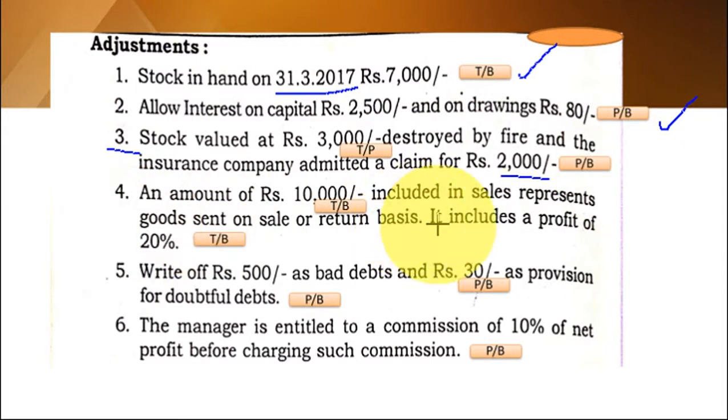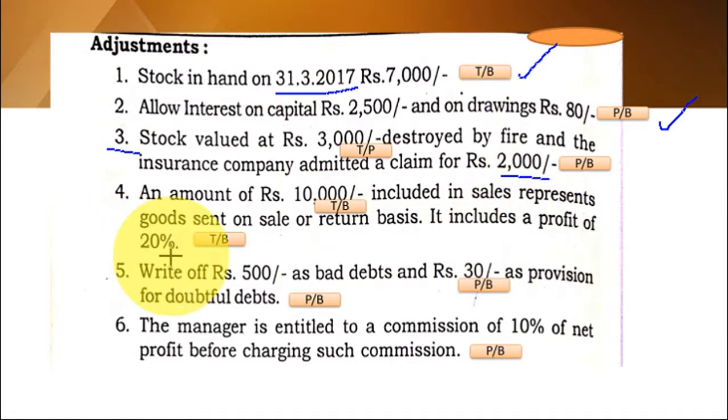An amount of rupees 10,000 included in the sales represents goods sent on sale or return basis. It includes a profit of 20%. So they have written 10,000 rupees as sales, but actually it is goods sent on sale or return basis. It is not confirmed sales. We have sent, so if they don't want, they can return it to us. That means it is not the actual sales. So this 10,000 should appear in the trial balance and balance sheet.